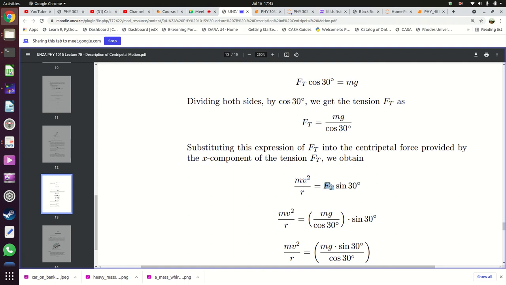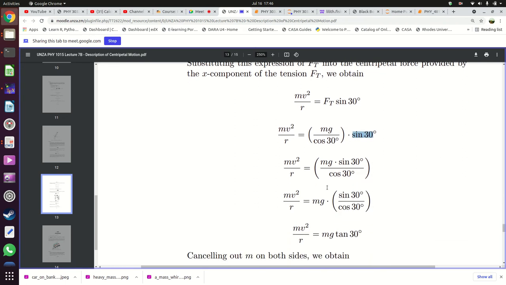So we have got the tension here, the expression which you have found. We substitute it back here. So we end up with mv squared divided by r equals mg divided by cos 30 degrees multiplied by sine 30 degrees. So we end up having mv squared divided by r equals mg sine 30 degrees over cos 30 degrees.